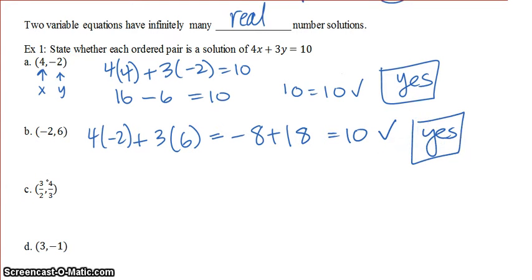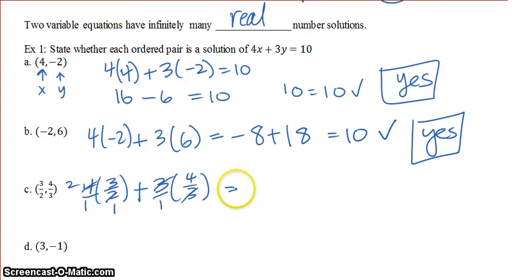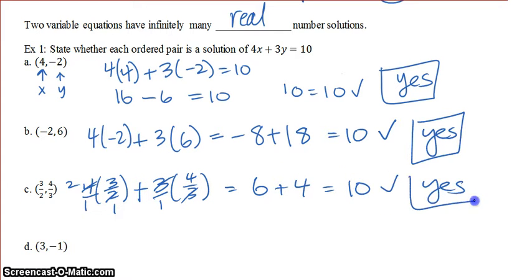Oh no, fractions, we can do this. 4 times 3 halves, just first we're plugging it in. That's our x. Our y is 4 thirds. Okay, think about this. Over 1, I can simplify that. And then this one, I can simplify that. So that actually leaves me with 2 times 3 over 1, which is 6. Or that leaves me 4 over 1, which is 4. 6 plus 4 is 10. So yes, that is a solution as well.